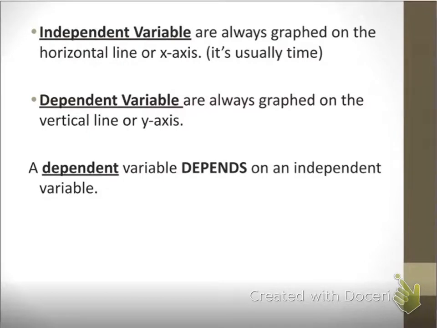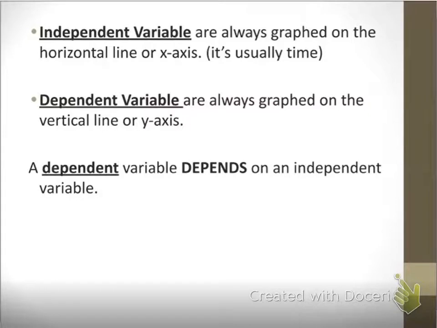Let's talk about independent, dependent variables. You guys have heard of these terms before, correct? Pre-algebra. My independent variables are always graphed on the horizontal line or my x-axis. That's where my independent variable is always going to be. A lot of the times when we're dealing with situations, our independent variable is time. Okay? My dependent variables are always graphed on my vertical line or my y-axis. That's where the dependent variable will always be graphed. So if I'm dealing with x and y, my independent variable is always x. Dependent variable is always y.